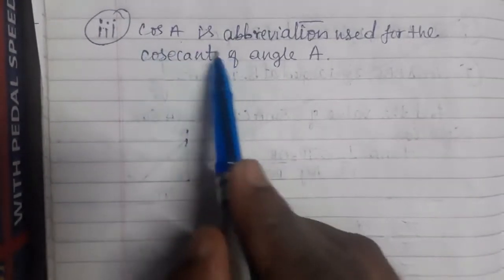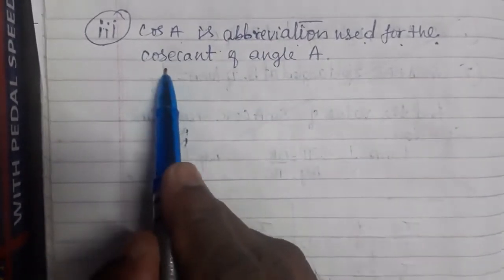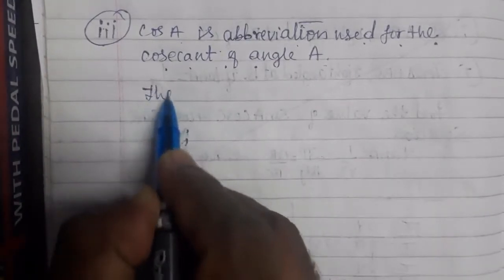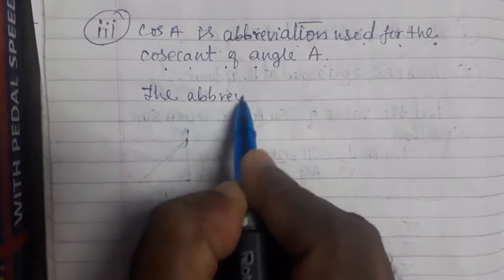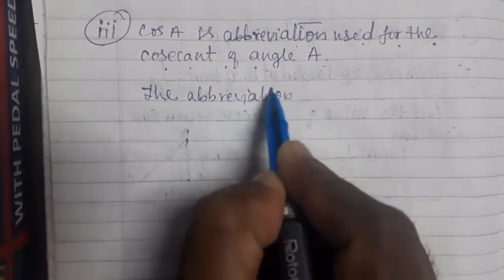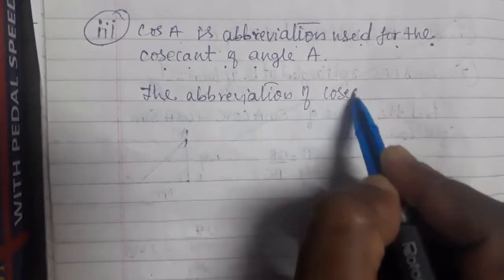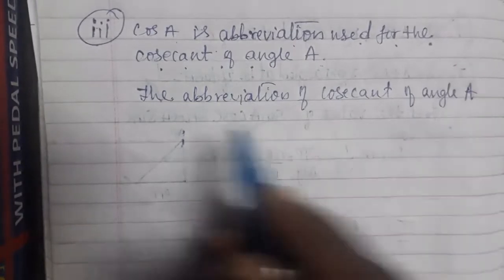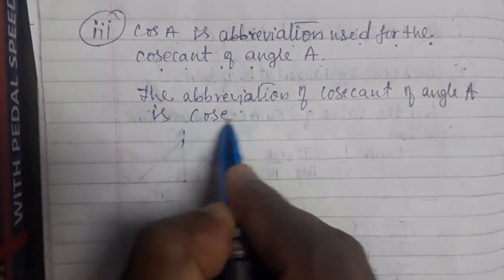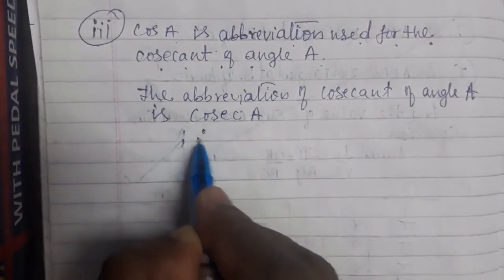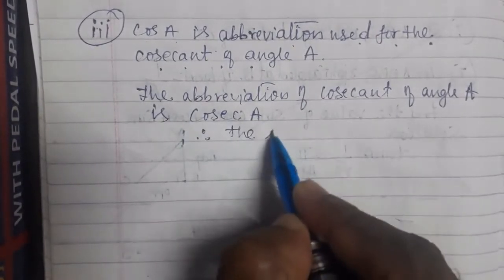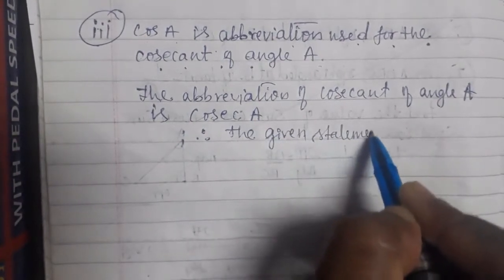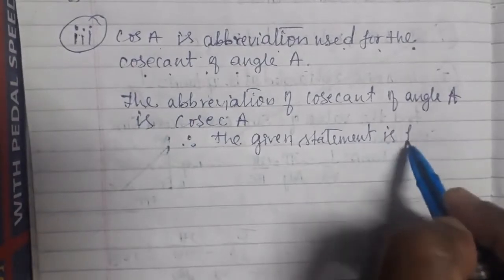The third statement, cos A is the abbreviation used for the cosecant of angle A. We know that the abbreviation of cosecant of angle A is cosec A. Therefore, the given statement is false.